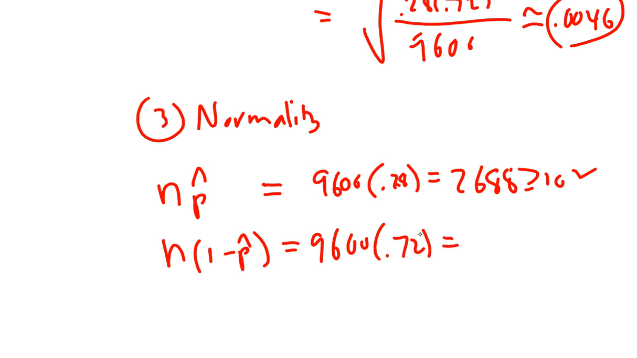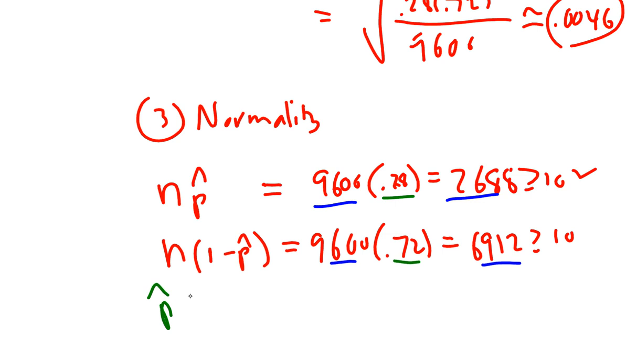Let's see what we get here. We end up getting 6,912. It's always fun to notice that these two numbers will add to your original sample size. But that makes sense because these two percentages add to 100. All right, so now we know that p hat is approximately normal. And we're ready to compute our one proportion Z interval.